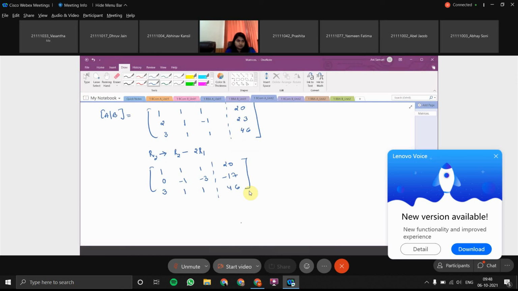R3 minus 3R1. Yeah, so R3 goes to R3 minus 3R1. This reminds me that some people have written it this way. Don't do it, because whatever changes we want to make, we keep it at the left hand side. You remember whatever we have to find, the variables we keep on the left hand side. This is a mathematical convention. No marks deducted, but wherever I was seeing it, I was mentioning it, so that next time you don't do it.